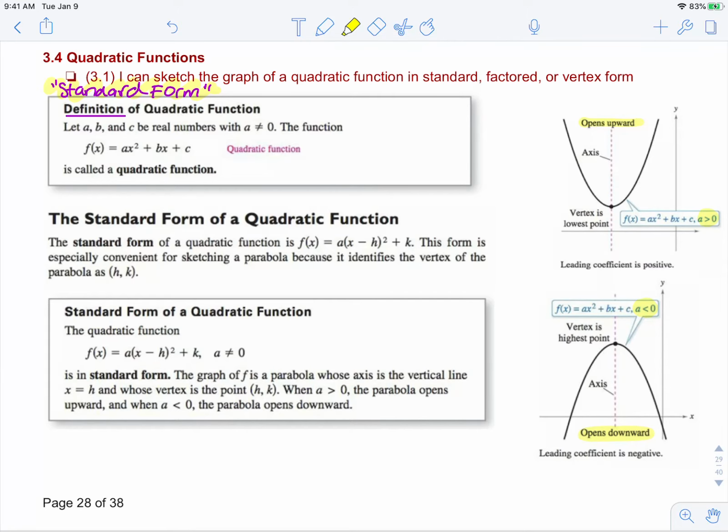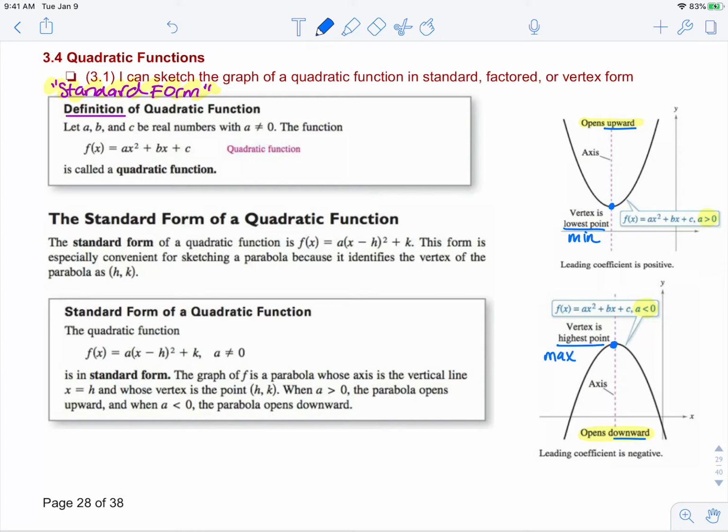You also focus on this very important point called the vertex, which is the lowest point or minimum when it opens upward, and the vertex is the highest point or the maximum when our graph opens downward.